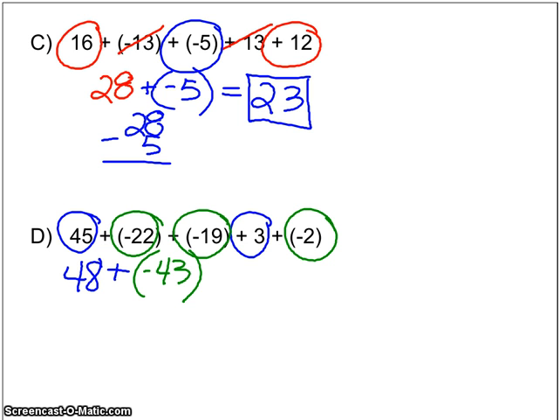Okay, so I have 48 positives and 43 negatives. Which one do I have more of? More positive, so my answer is going to be positive. And because I have a positive and a negative, the signs are different, so I need to take the difference or subtract the absolute values. And we end up with an answer of 5.